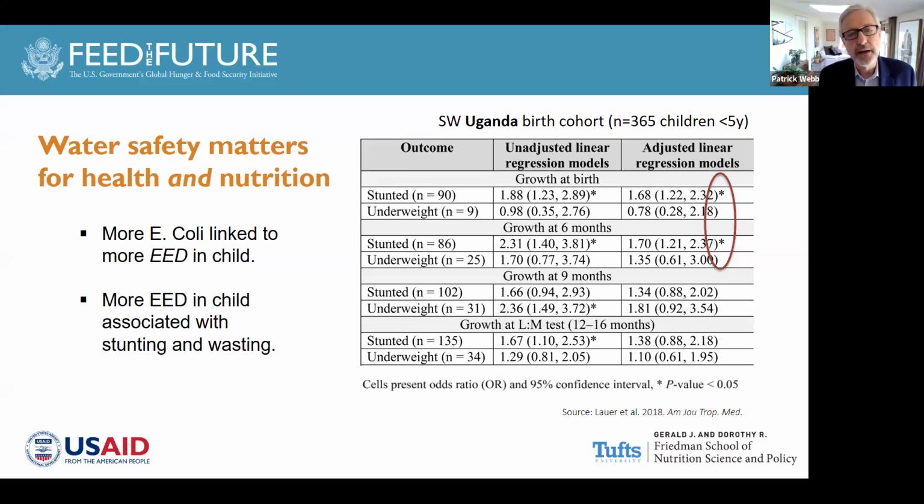E. coli is linked to EED in the child because of the leakiness, the malabsorption in the child's gut. And we've also seen that more EED is associated both with stunting in children and wasting. Wasting is not presented here, that's presented separately. But we have those links. E. coli is a problem in terms of EED. EED is a problem in that it is associated with certain nutrition outcomes.